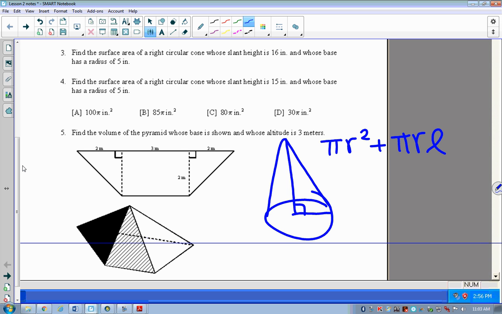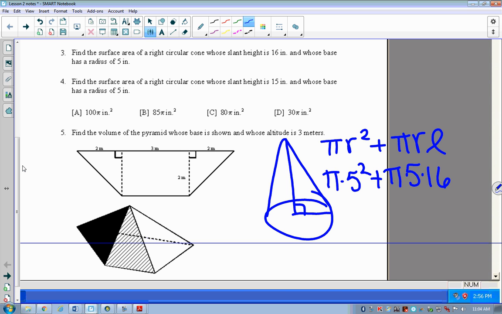Okay, surface area of a right circular cone whose slant height is 16. So we're going to put 16. We got pi 16, whose base has a radius of 5. Okay, so pi 5 squared plus pi times 5 times 16. I'm going to give you my own recommendation on this, is that I wouldn't type in my calculator pi 5 squared plus pi. I mean, you can do that and you'll probably even get the right answer. But for my own personal sake, I'm going to solve in terms of pi until I'm down to just a number and pi.